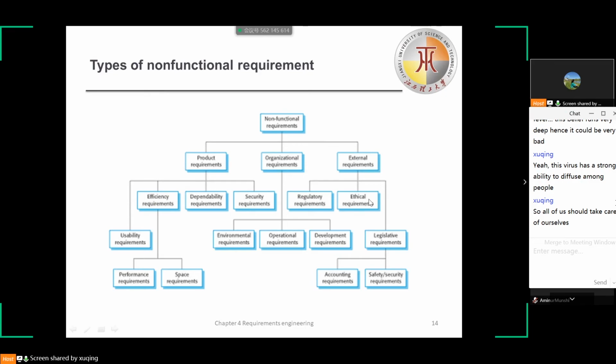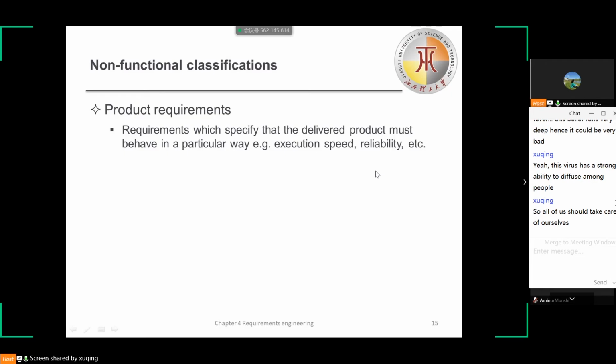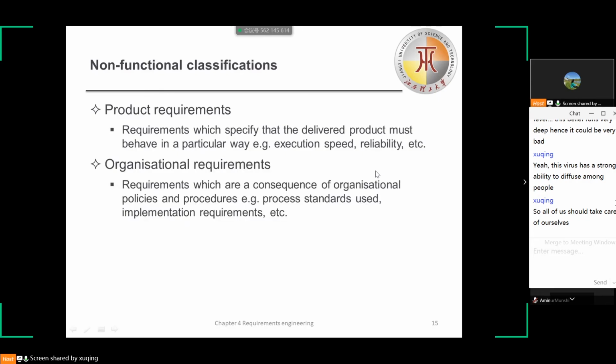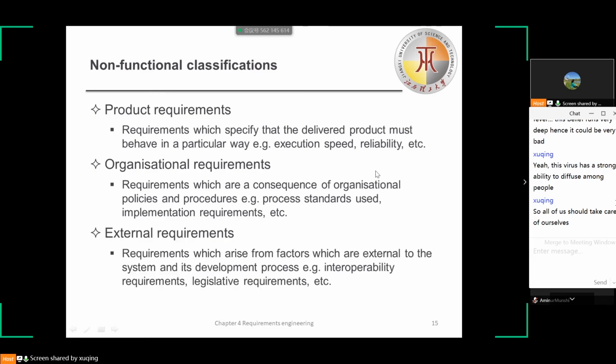Yeah, and this part is for the three types of non-functional requirements. And we have a summary of these three types here. For the product requirements, we specify that the delivered product must behave in a particular way, like execution speed, reliability, etc. For the organizational requirements, there are organizational policies and procedures like process standards used, implementation requirements, etc. And external requirements arise from factors which are external to the system and its development process, like interoperability requirements, legislative requirements, etc. Now, these are the three different types of non-functional classification.